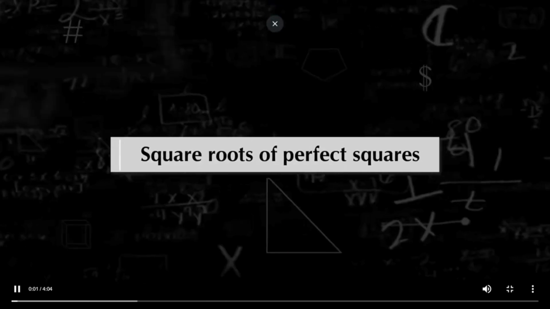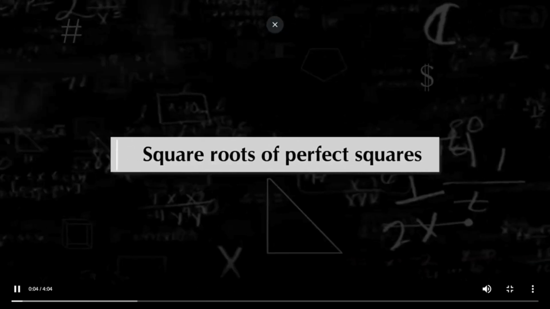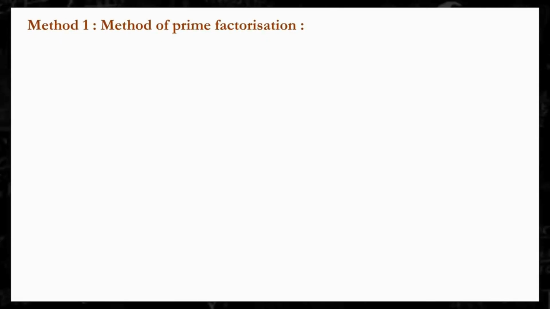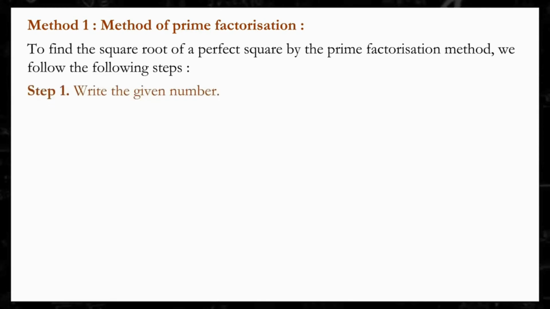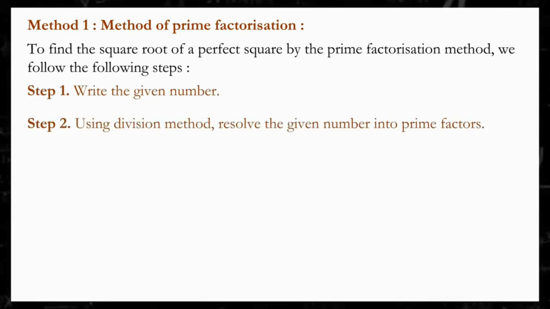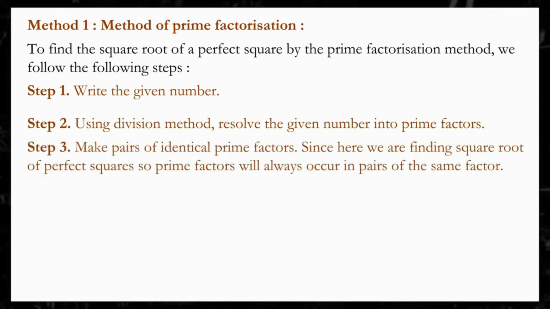Square roots of perfect squares. Method 1. Method of prime factorization. To find the square root of a perfect square by the prime factorization method, we follow these steps. Step 1. Write the given number. Step 2. Using the division method, resolve the given number into prime factors. Step 3. Make pairs of identical prime factors.